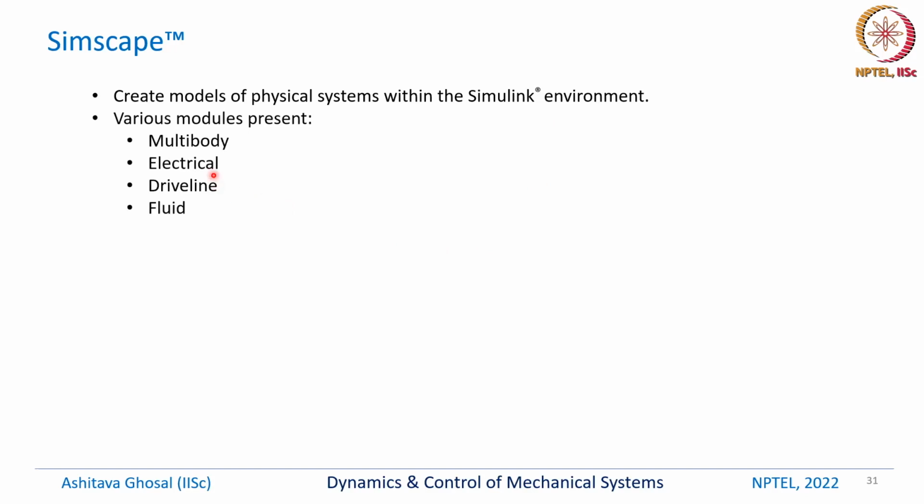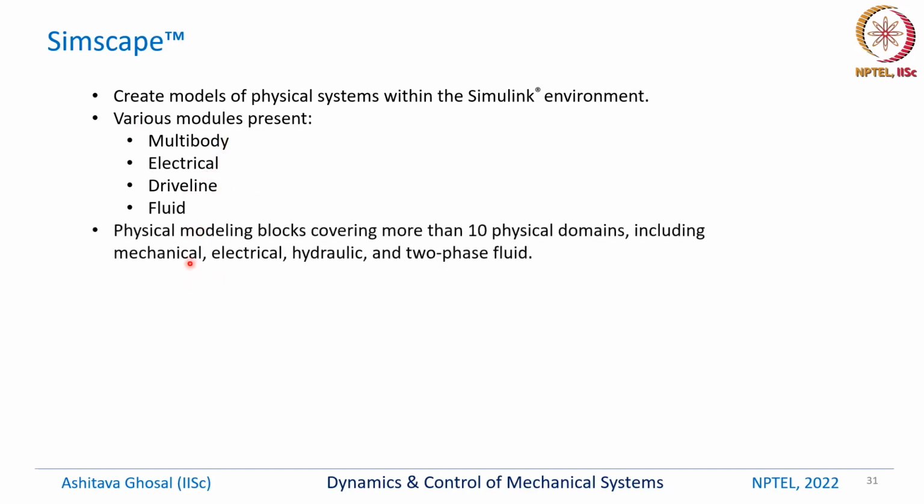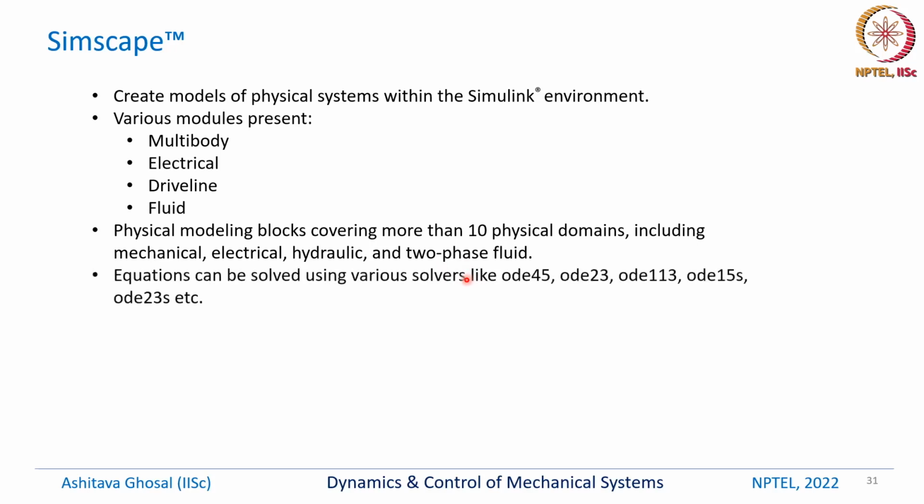So there are various modules which are present in this Simscape. You can have multi-body, you can have electrical, you can have driveline, you can have fluid. You can have physical modeling blocks covering more than 10 physical domains, including mechanical, electrical, hydraulic, and two-phase fluids.